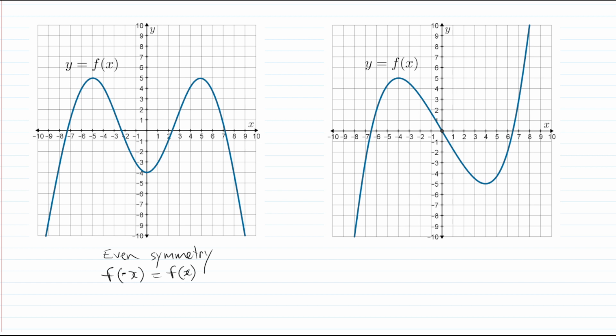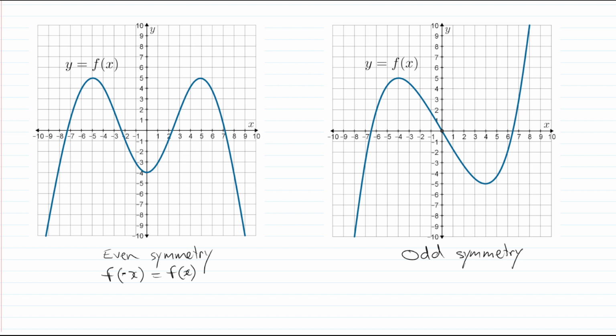You get the same y value, whether you're choosing the x value or its negative, its opposite is probably the better way to say that. That's even symmetry. Symmetry about the y-axis, same thing happening on the left and right sides. In other words, whether you choose an x value or its opposite, you get the same y value. The other graph here shows something called odd symmetry. This is said to be an odd function.